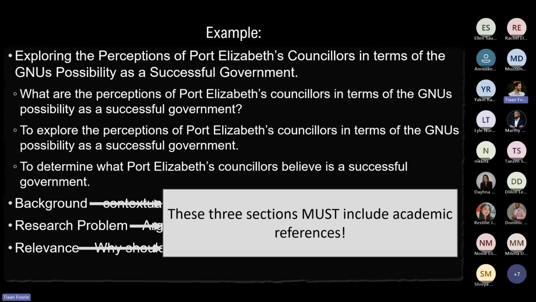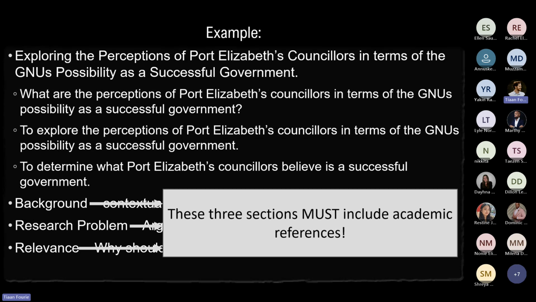So obviously qualitative. What makes it qualitative? The word exploring, the word perceptions, and the fact there's no real relationship. I'm not trying to compare one thing to another. What are the perceptions of Port Elizabeth councillors in terms of the GNU's possibility as a successful government? Objective: to explore the same. You can see I basically copied and pasted it from one to the next. Again, I don't want you to do a second objective, so let's skip over that.